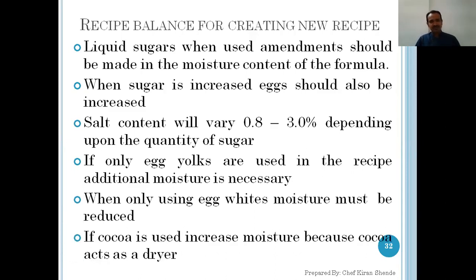And most importantly, whenever you use cocoa powder, because it is a drier, it dries up the entire moisture from the cake. So use a little more moisture, add a bit more milk or more water to the formula. Okay, so this is how you have to make adjustments to have a correct recipe.